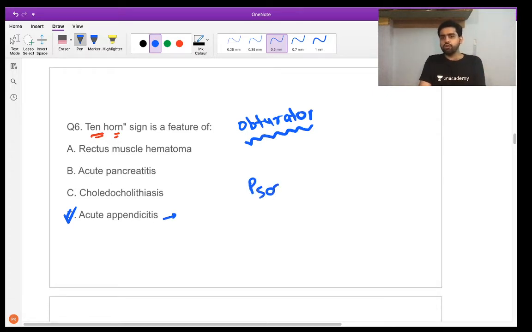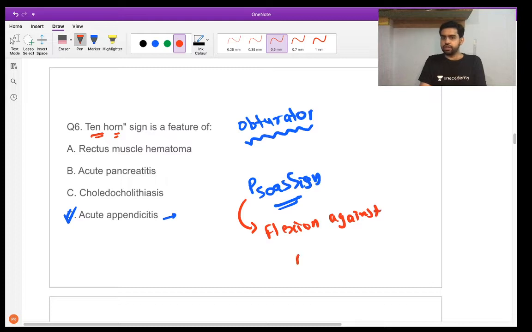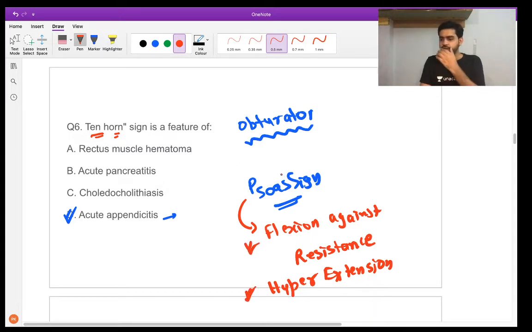Then you have the psoas sign. So what is this psoas sign? Please understand, this is important. In the psoas sign, you get pain on flexion of the hip against resistance or hyperextension. So you can either perform flexion of the hip against resistance, or it can be hyperextension. If you get pain on flexion of the hip against resistance or on hyperextension, this is a positive psoas sign. So these are a few important signs of acute appendicitis.